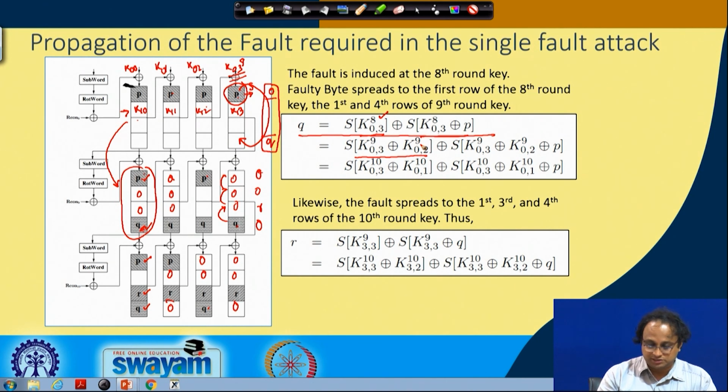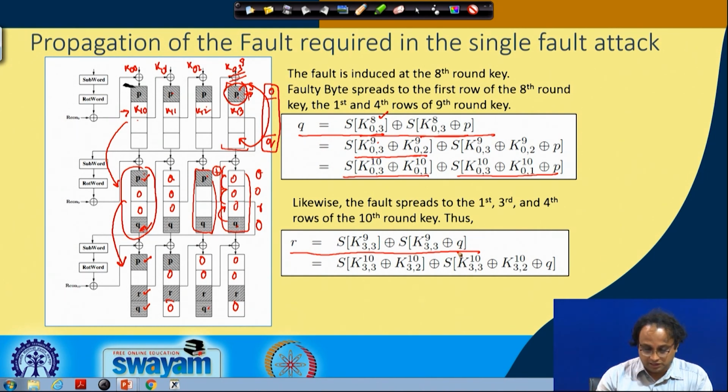Likewise, as I said, this particular column can be obtained from this column and from this column by XORing them. Therefore, I do an XOR between K03 of 9 and K02 of 9 to get K03 of 8, and continuing in this fashion, you can express this in terms of the 10th round keys. Likewise, you can also observe the fault propagation from the 9th round to the 10th round, and then you can form similar equations as shown here.